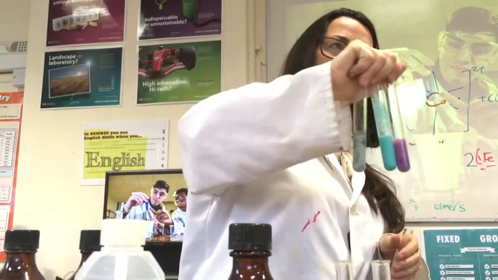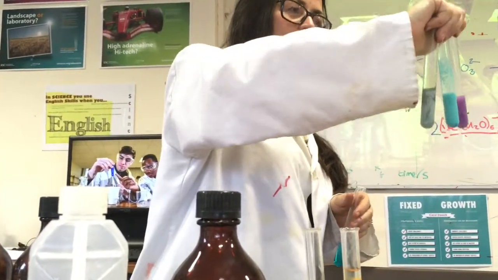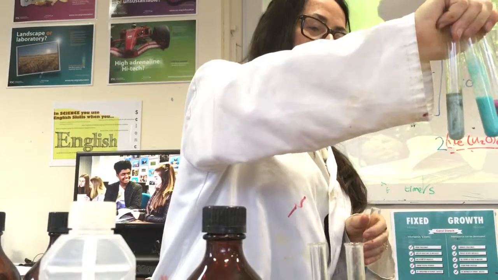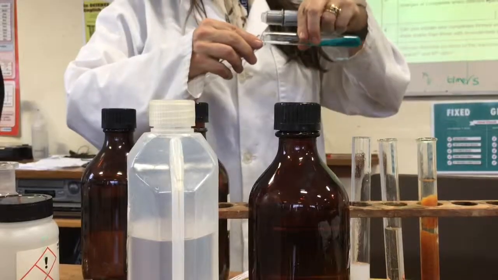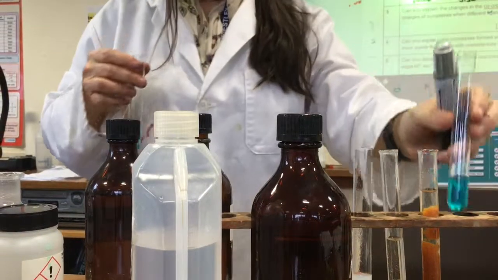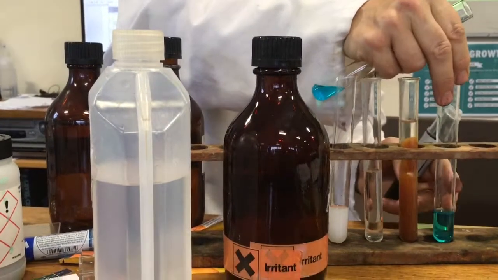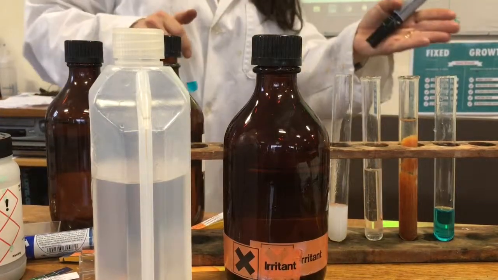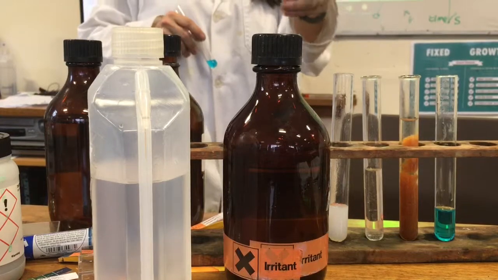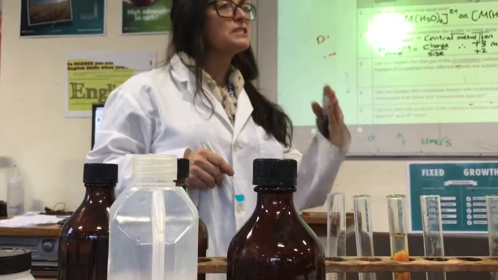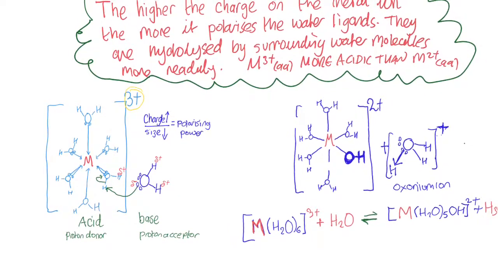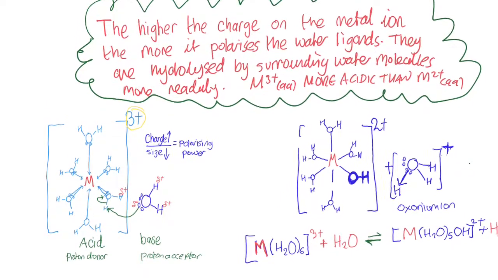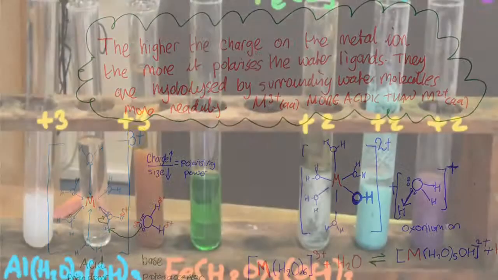Instead they form the metal carbonate: iron 2 carbonate, copper 2 carbonate, cobalt 2 carbonate. Copper is blue. That's it. Whereas we looked at a ligand substitution reaction. How do we know all of these are not ligand substitution? Well, in each case you got a precipitate. So when you get a precipitate, it's an acid-base reaction. Recap: the smaller the ion, the higher the charge, the more acidic the aqueous ion.